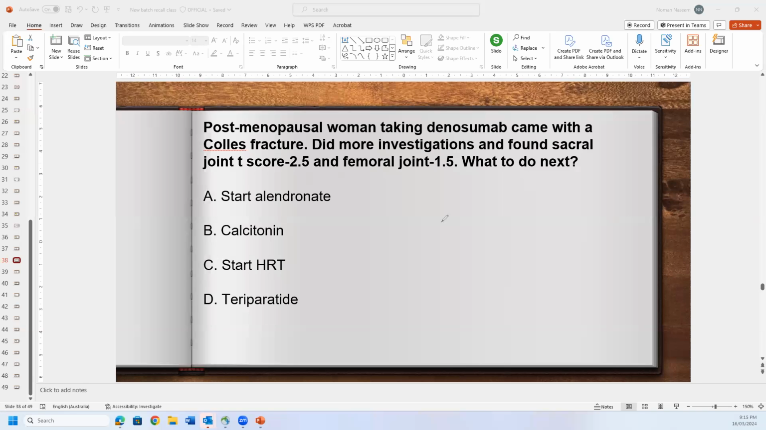A postmenopausal female is taking denosumab. She came with a Colles' fracture. We did more investigations and found that her sacral joint T-score is minus 2.5 and femoral joint T-score is minus 1.5. What do you want to do next to prevent further fractures in this patient? Option A, start alendronate. Option B, calcitonin. Option C, HRT. Option D, teriparatide.